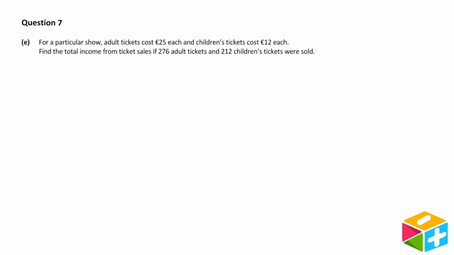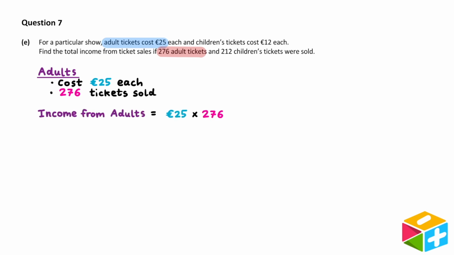To find our total income, we'll need to consider the money we make from selling our adult tickets and the money we make from our children's tickets. Let's start with the adults. Each ticket costs €25, and we sold 276 adult tickets. To find the income here, we simply multiply these numbers together. €25 times 276 gives us €6,900.